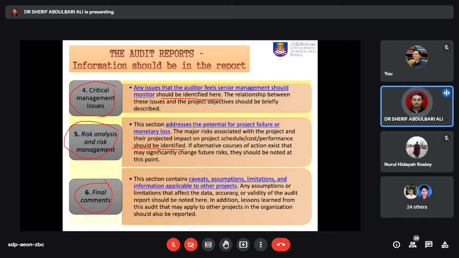This section contains caveats, assumptions, limitations, and information applicable to other projects. So any comments here are going to be good for future projects to avoid problems. So this is considered an additional lesson learned from this audit.